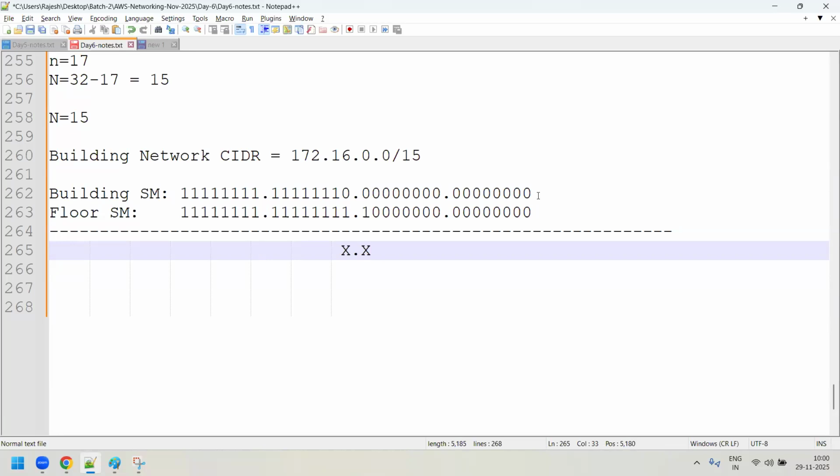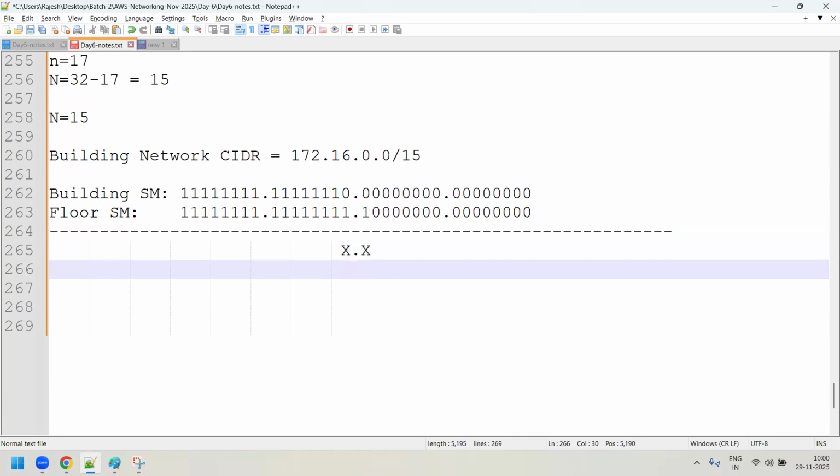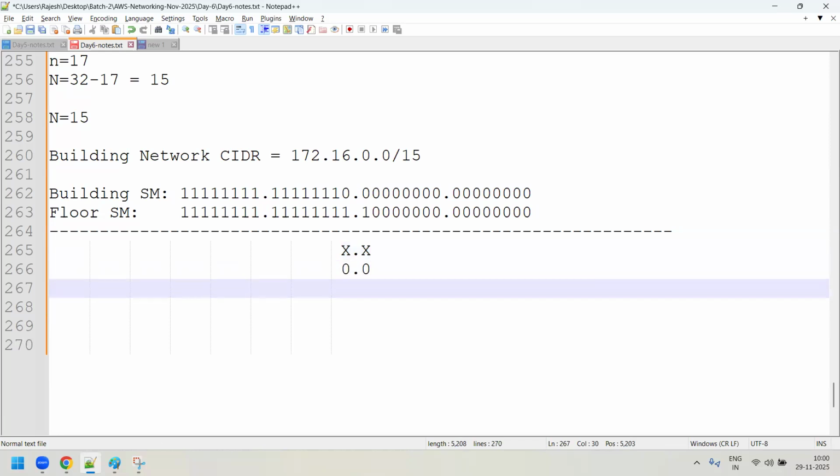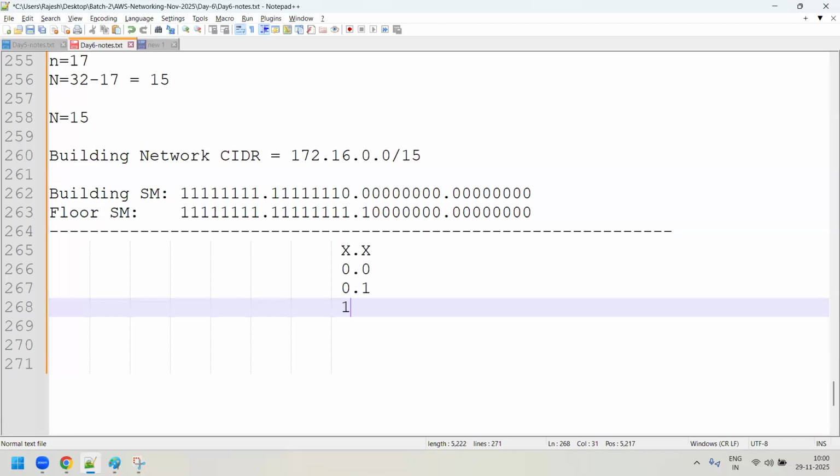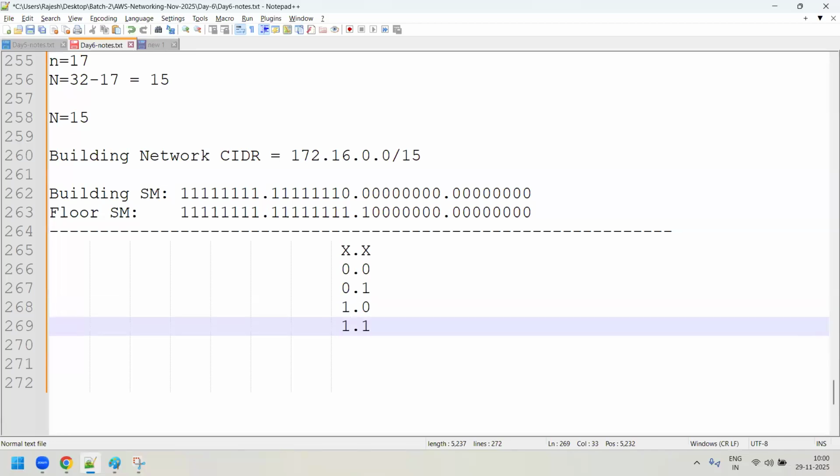Clear, sir? So it means there are only two values which are getting changed. So 2 to the power of 2 is 4, so you will have 4 combinations, right? It will be 0.0, 0.1, 1.0, 1.1. All the other remaining bits are fine. Only this bit is getting changed in the second octet, and in the third octet this is getting changed.